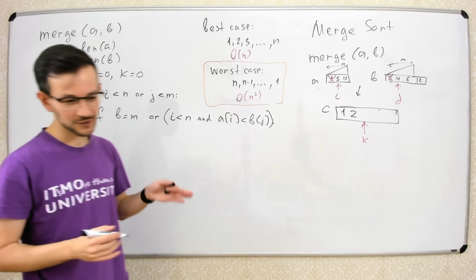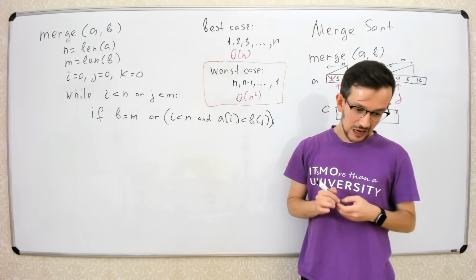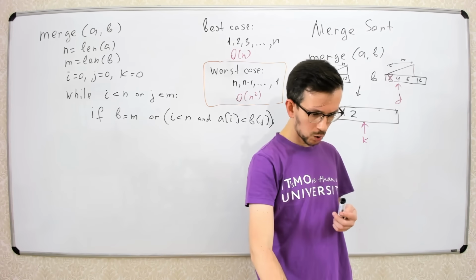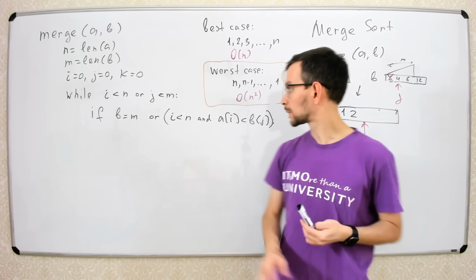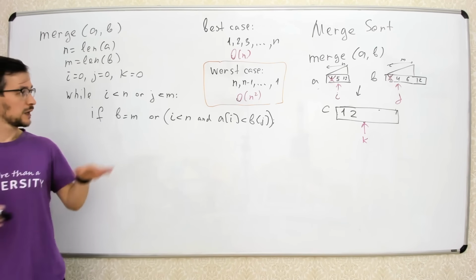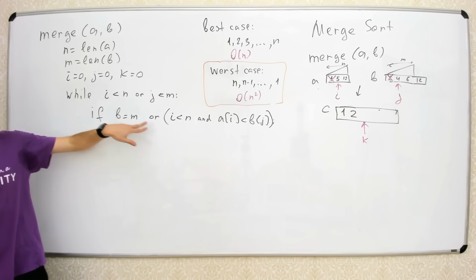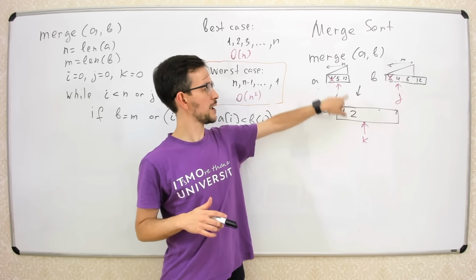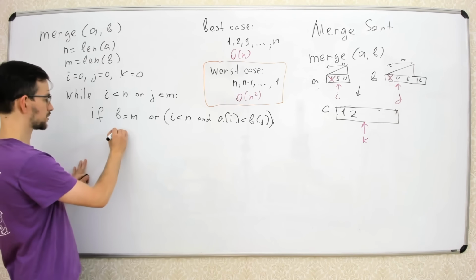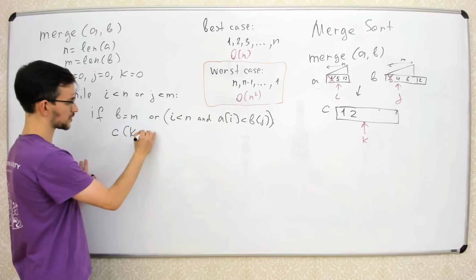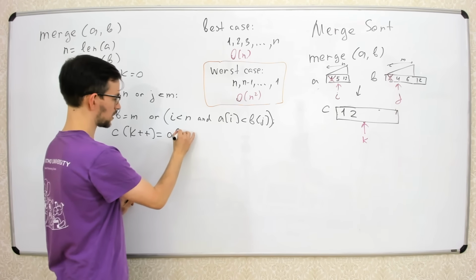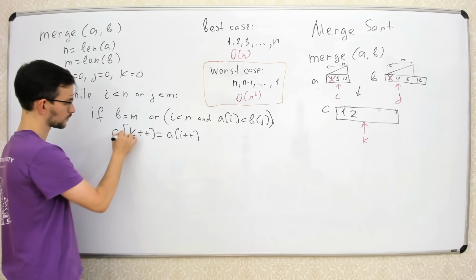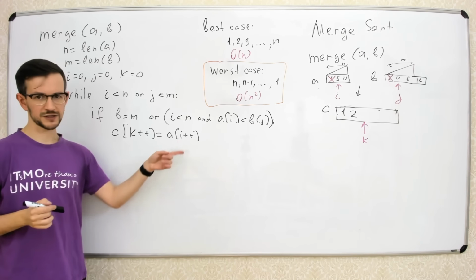Just spend too much space on this bar. So if we have something like this: if the second array is empty, or if the first element is less than the second element, then we move this element from array A to array C. Let's say C[k++] = A[i++].